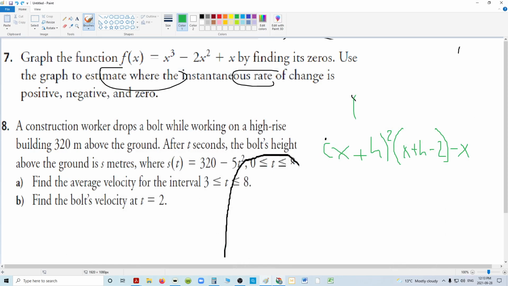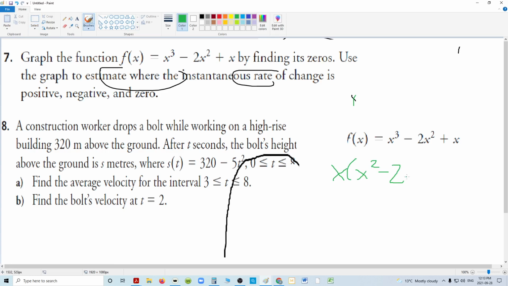Oh, when I factored it out, I totally forgot this x here. So let's try this again. Let's take the actual thing, and I missed this x. I can only factor out an x. I get x squared minus 2x plus 1, which factors out to (x minus 1) squared.